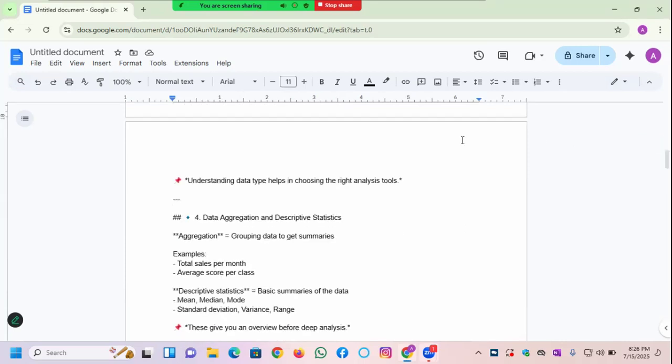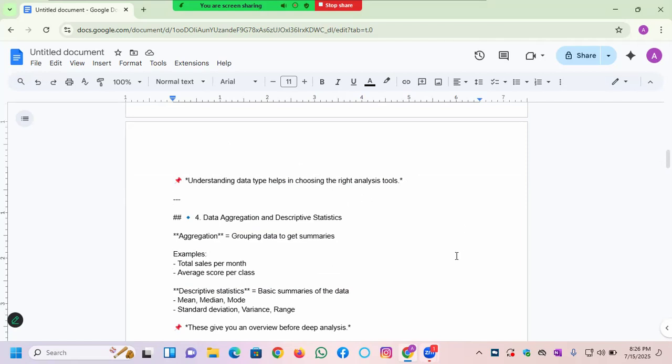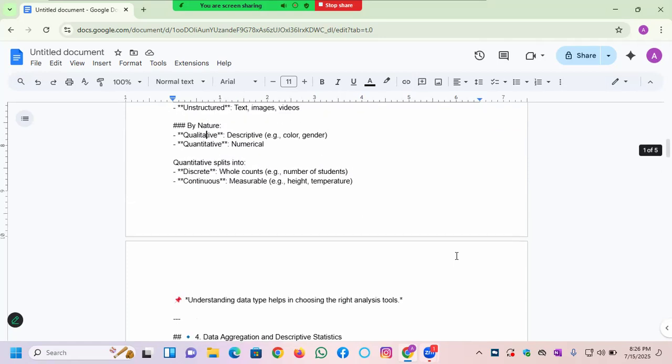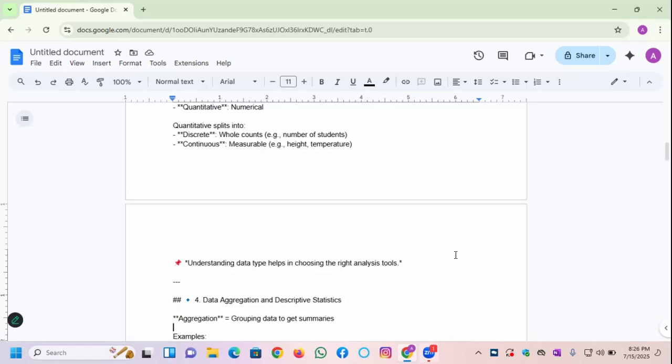So now understanding data types helps in choosing the right analysis tools. So it is very, very important that we understand data types. So we'll still come to that. Everything we are using here, there are things that we are still going to use. We are going to do practically before we start all those projects we did in ALX.